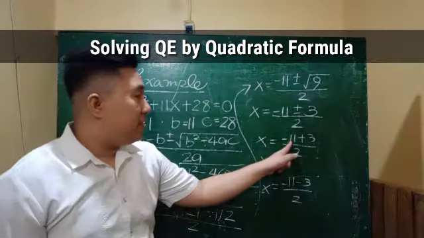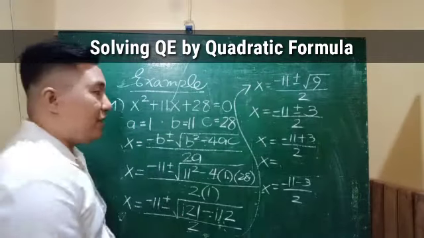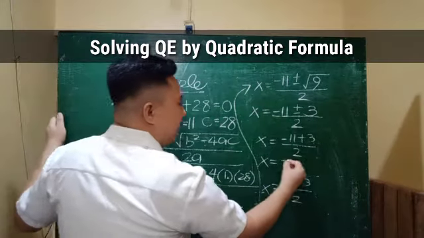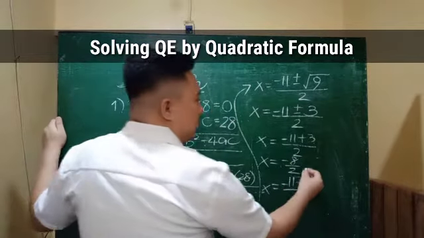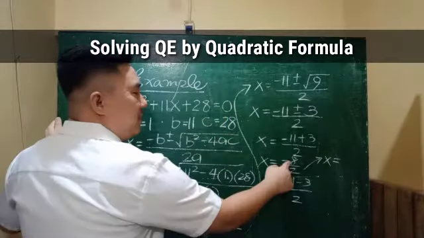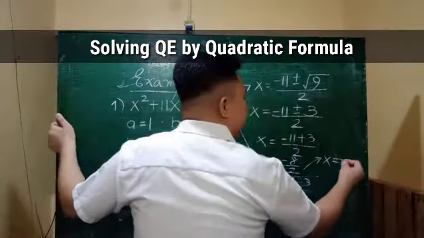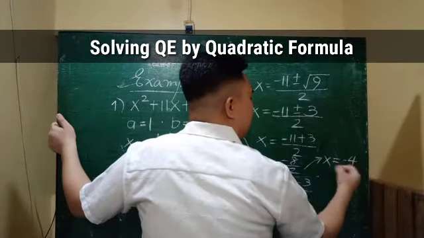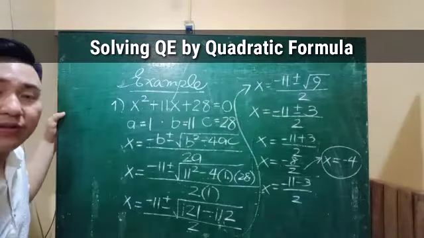So, 11 minus 3 ay 8. Then, mas malaki sa 11, so negative 8. Then, over 2. Then, x equals negative 8 divided by 2 ay negative 4. So, the answer is x equals negative 4.